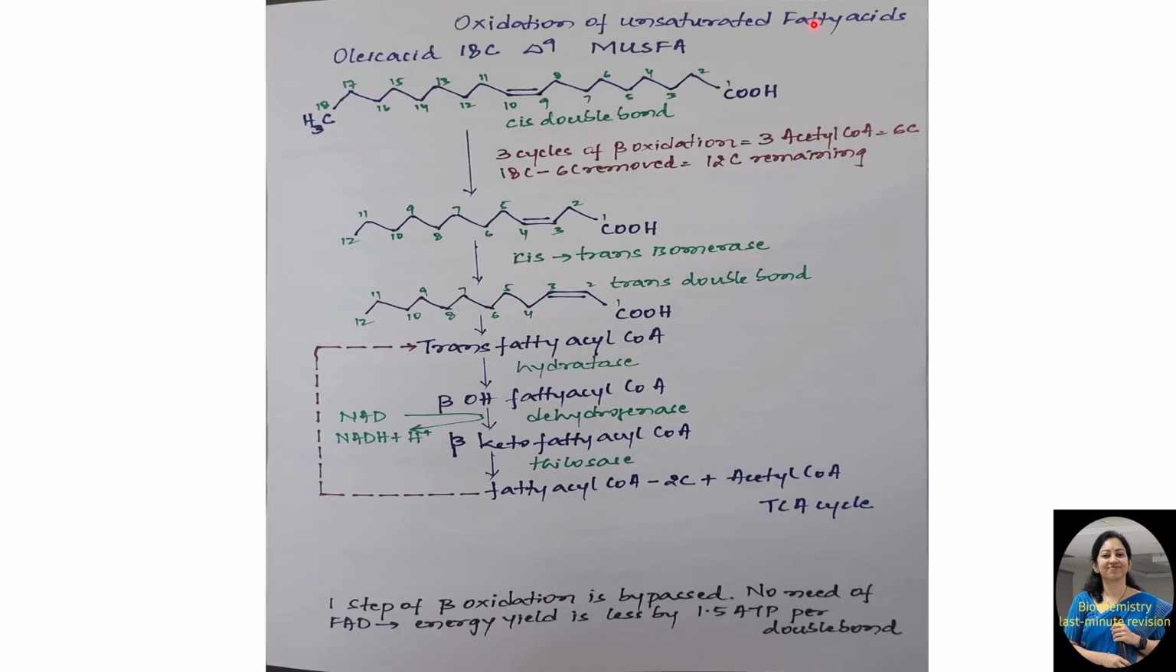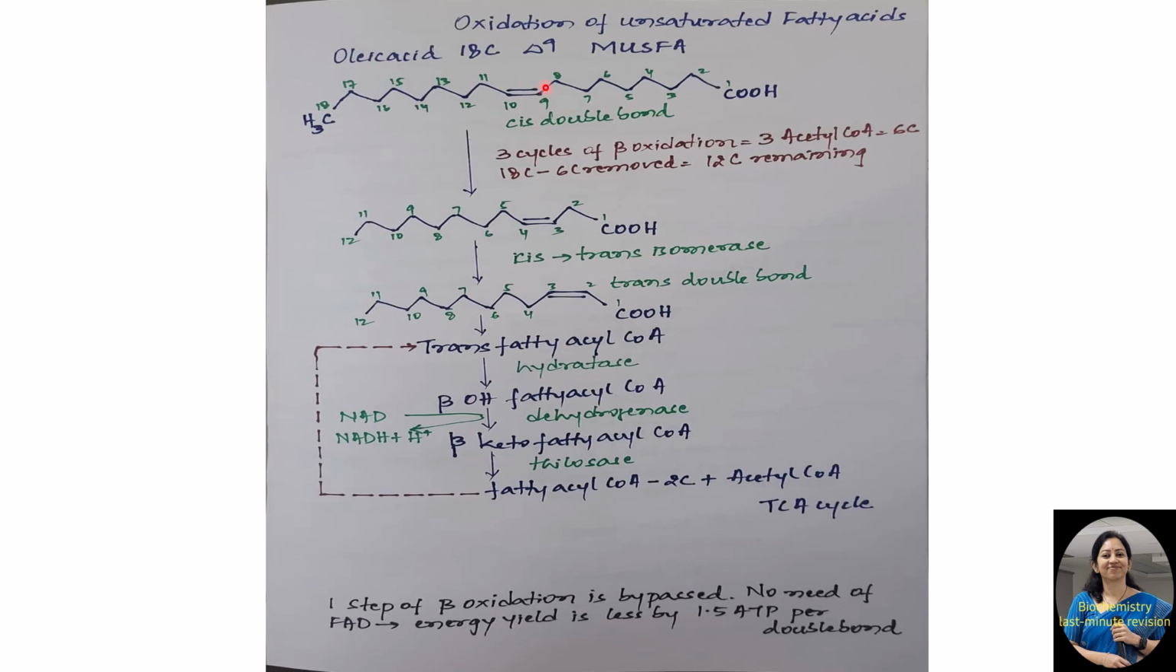Now next, coming to oxidation of unsaturated fatty acid. What do you understand by unsaturated fatty acid? Those fatty acids which have a double bond in their structure. So here I am describing the oxidation of a monounsaturated fatty acid, an 18 carbon compound, that is oleic acid. Now this oleic acid has a double bond at position 9 and this is cis in nature.